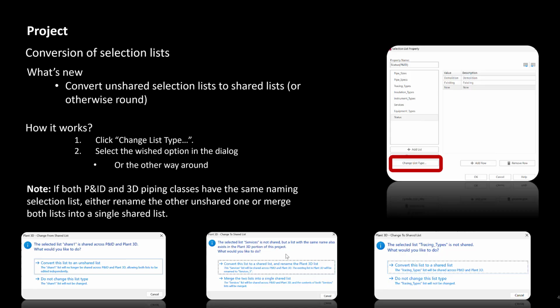One important note here: if both P&ID and 3D piping classes use selection lists with the same name, you'll want to either rename one of them or merge them into a single shared list. That avoids conflict and keeps the project clean.